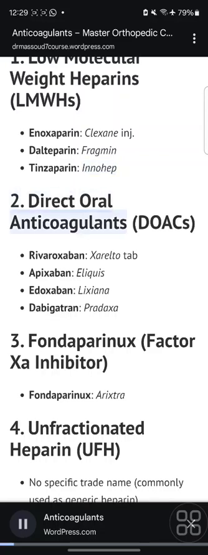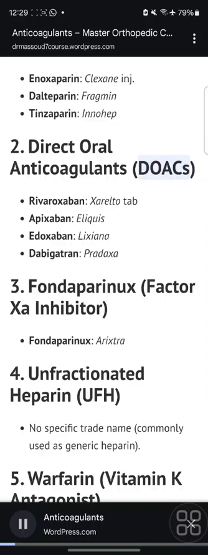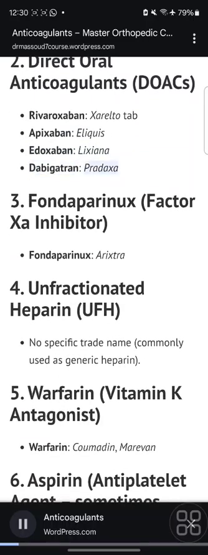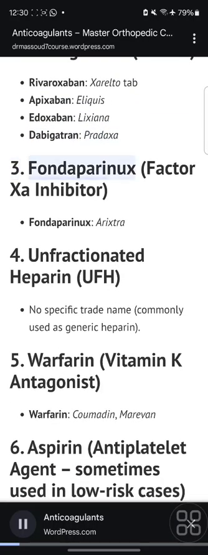2. Direct oral anticoagulants, DOACs. Rivaroxaban, Xarelto tab, Apixaban, Eliquis, Edoxaban, Lixiana, Dabigatran, Pradaxa. 3. Fondaparinux, Factor Xa inhibitor.